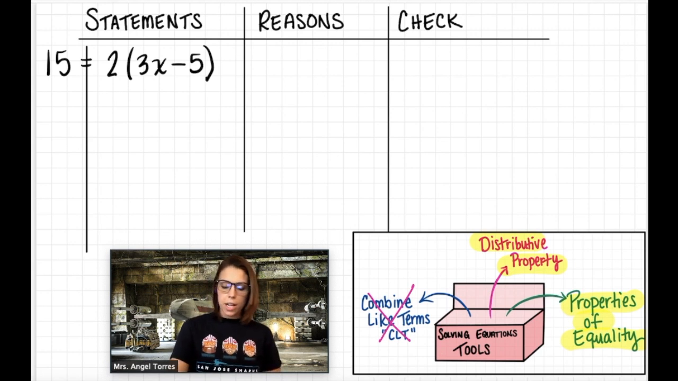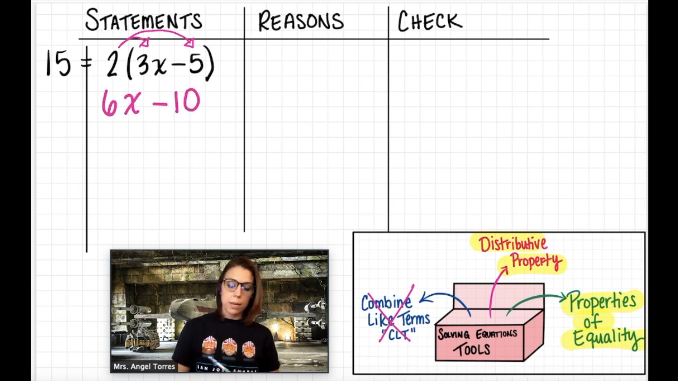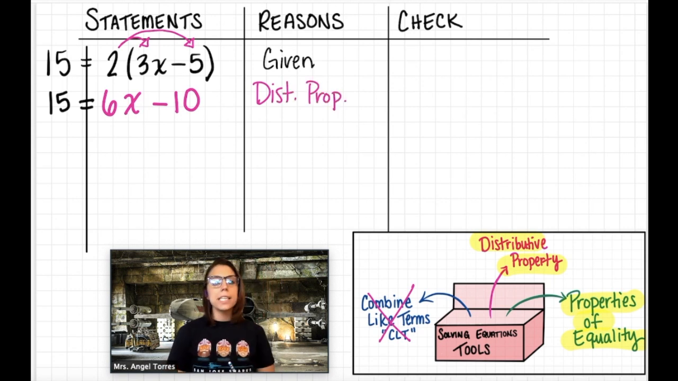So let's get started. I'm going to start by using my distributive property and multiplying 3x and minus 5 by 2. That would simplify to 6x minus 10, because 2 times 3x is 6x and 2 times 5 is 10, and the 15 on the other side is not affected. So I started with my given equation, and then I applied my distributive property. Now I have a pretty simple two-step equation to solve. Go ahead and finish solving this equation now.